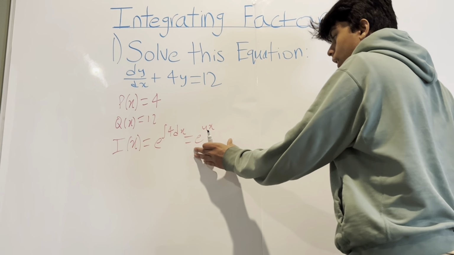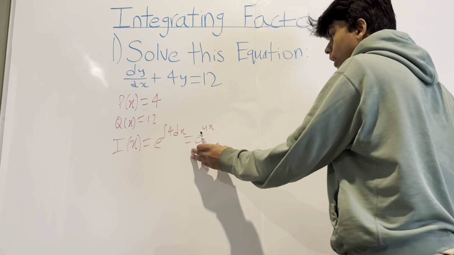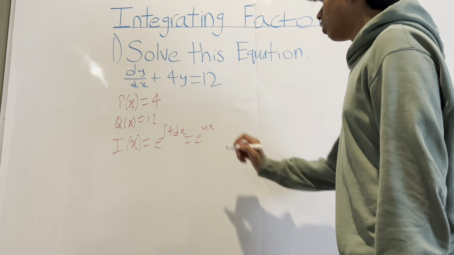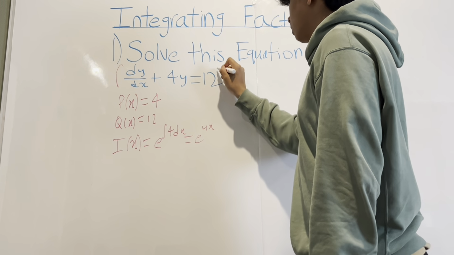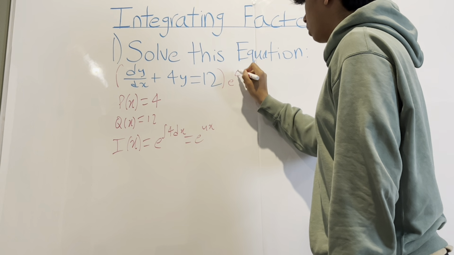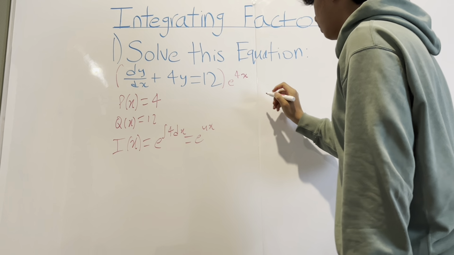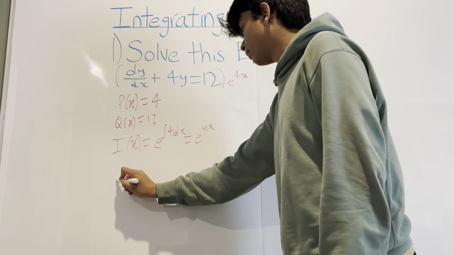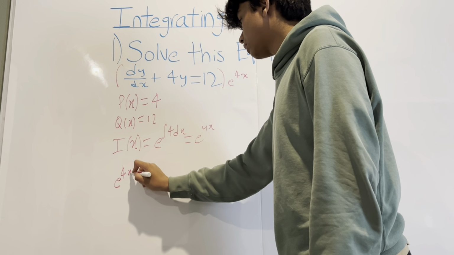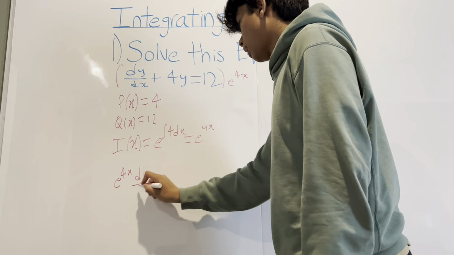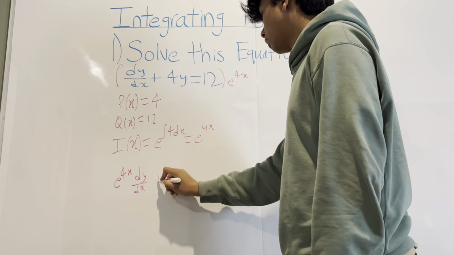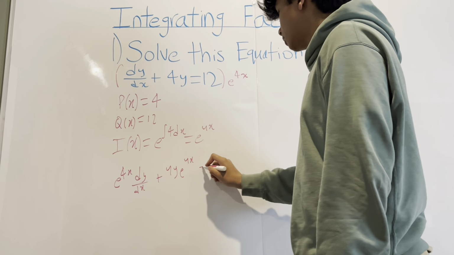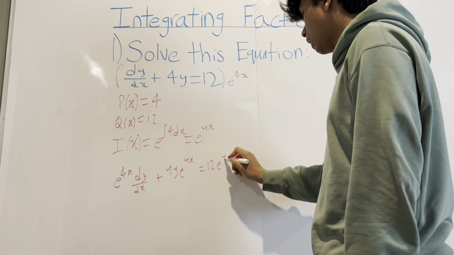Now this is our integrating factor, and now what we have to do with this is multiply this factor by all terms in the equation. So all we have to do is just multiply by e to the 4x, and now we're going to get e to the 4x dy over dx plus 4y e to the 4x equals 12 e to the 4x.